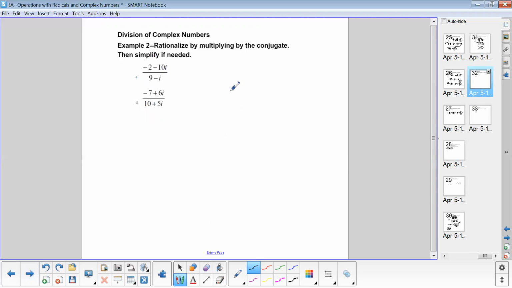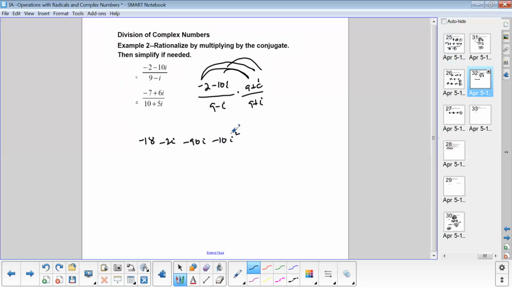So last two, take -2 minus 10i divided by 9 minus i. So the conjugate would be 9 plus i and 9 plus i. So we're going to start here and distribute. We're going to get -18, -2i, minus 90i, and minus 10i squared.